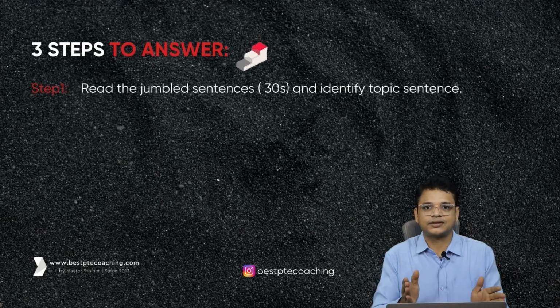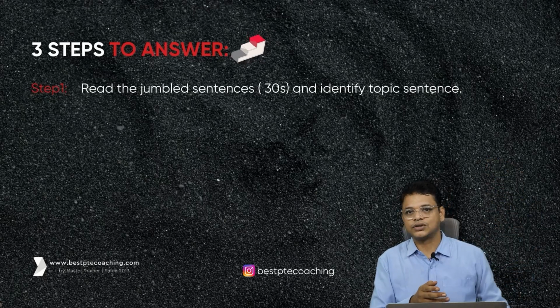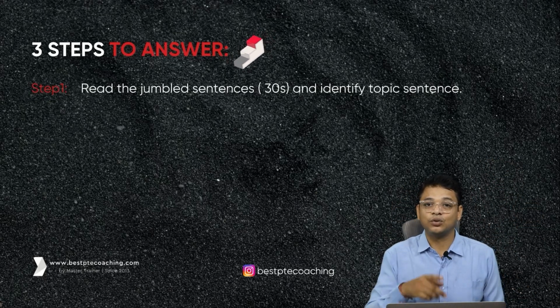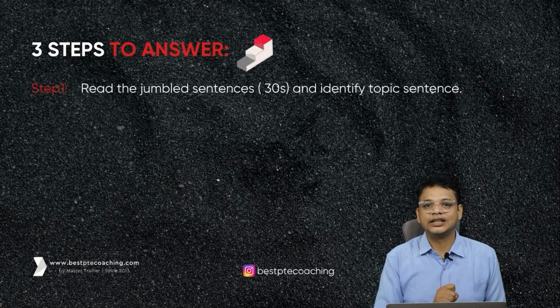The first step: on the left hand side, as you've already seen, there is something called source. In the source box, you have the jumbled sentences. All you have to do is go through these jumbled sentences and identify the topic sentence, right?